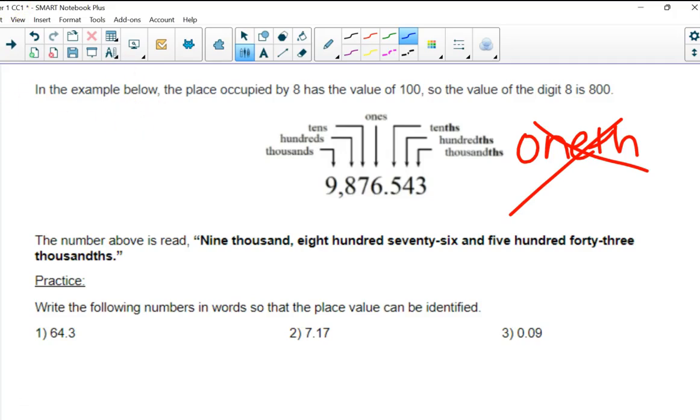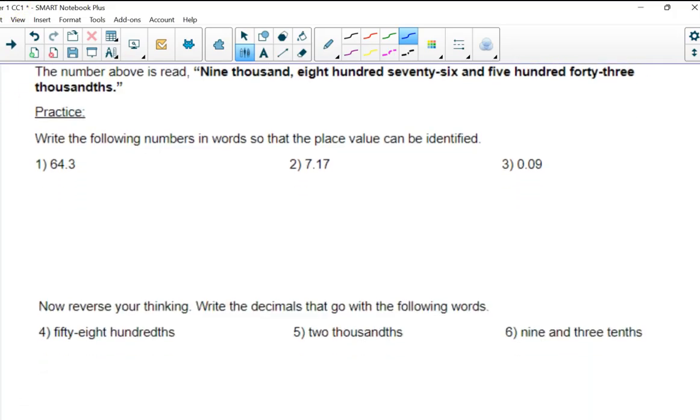All right, so let's do some examples. Down below, we gave you the number and we want you to write it in words according to place value.